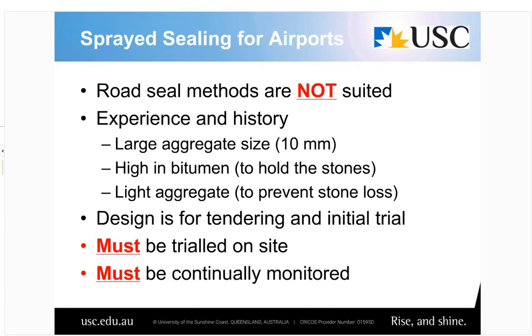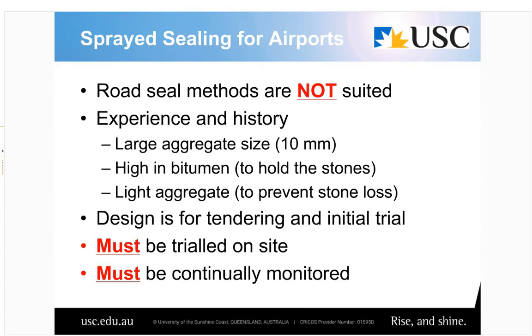One of the important things is that because we're aiming for such a tight target and such a high performing surface in the airport sealing space, the design that is come up with in terms of the aggregate and the bitumen application rate is really only useful for tendering and for the commencing of the sealing trials on site. You have to then trial and validate that solution prior to starting the works in anger on site with the equipment and the materials that are going to be used for the job.